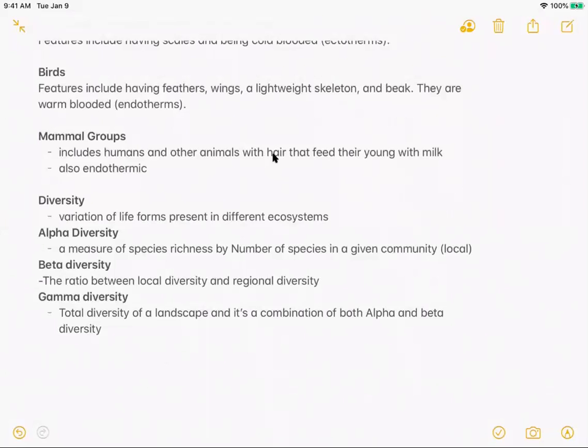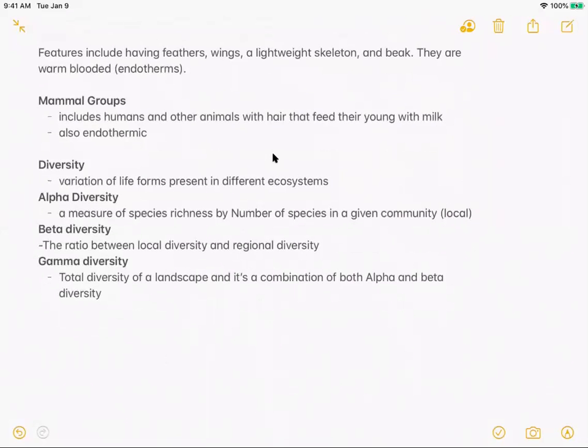It's kind of a combination of both alpha and beta. There's going to be a video that you watch that has a lot of visuals and explains it a lot better, but I would mostly know that about alpha diversity. That's the most common and straightforward one.